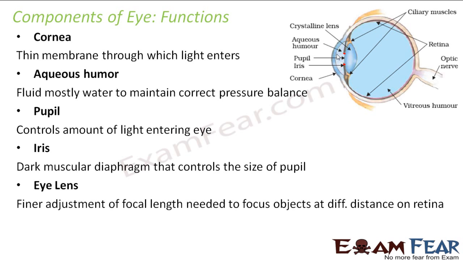Next is the eye lens. What does it do? It helps in finer adjustment of the focal length needed to focus objects at different distances on the retina. So the purpose of the eye lens is nothing but image formation. Not only image formation, but image formation on the retina. So no matter where the object is placed, the image should always be formed on the retina.